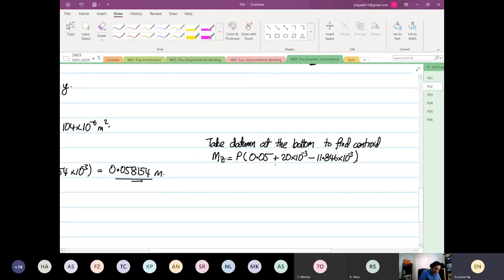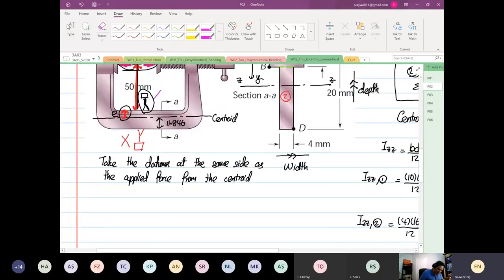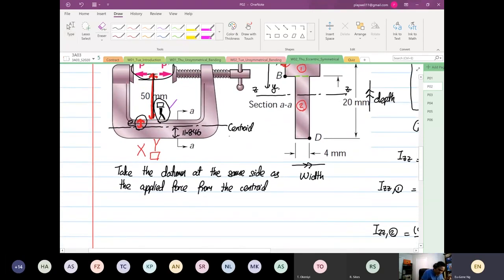Can you see this extra step over here? That extra step over here, sometimes if you forget, you'll be in trouble. You might make a mistake by simply saying this is equal to 0.05 minus 11.846 times 10 to the power minus 3. What will happen is this will be wrong. That is why my humble, sincere advice is this: where the centroid is, your datum should be taken on the same side as your load P. Okay.